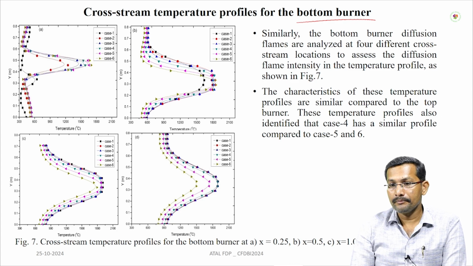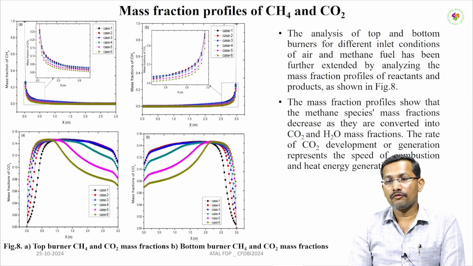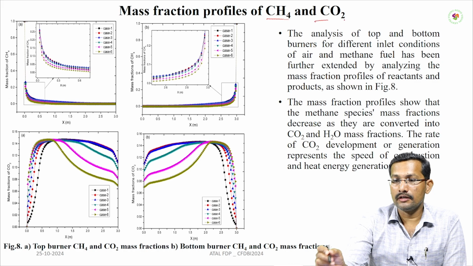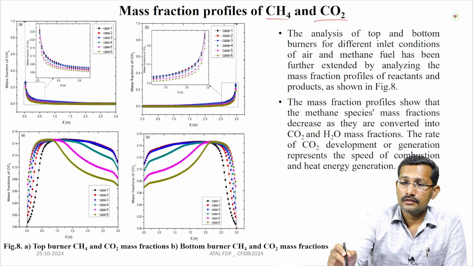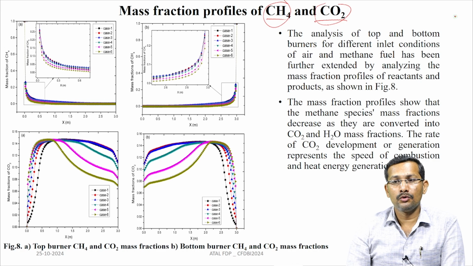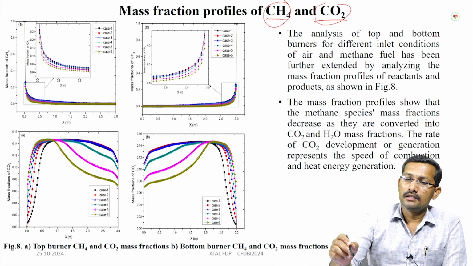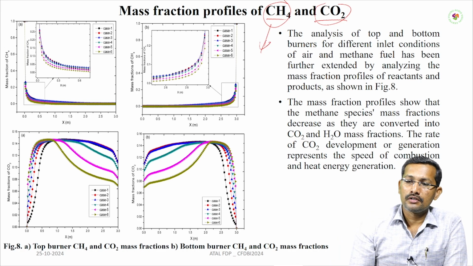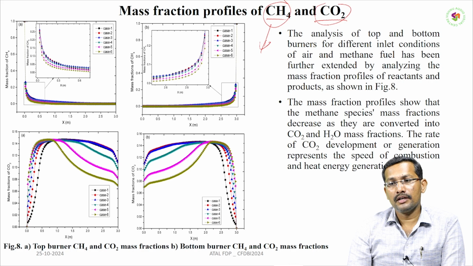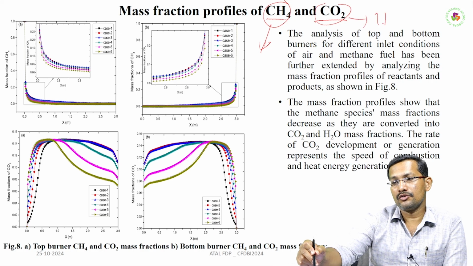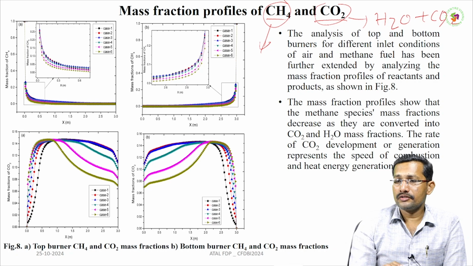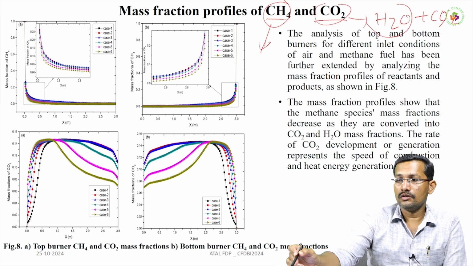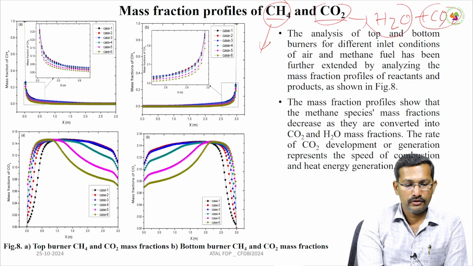That is the story. Now, these are the mass fraction profiles of CH4 and CO2. CH4 is the fuel and CO2 is the byproduct. After combustion, we are going to get CO2 and H2O. CH4, the natural gas, is initially considered as the fuel. After combustion, we get H2O plus CO2. Well, these are all the various profiles.